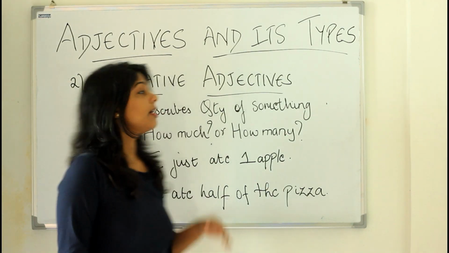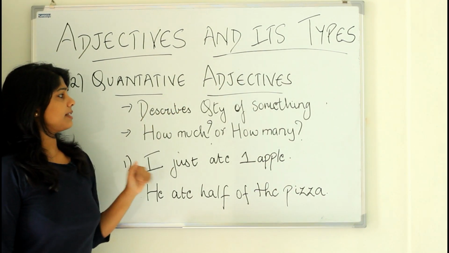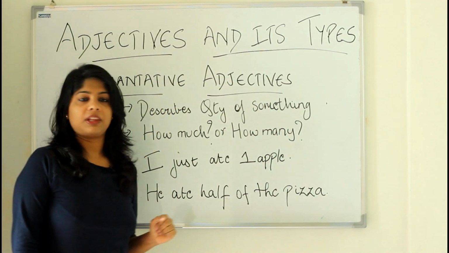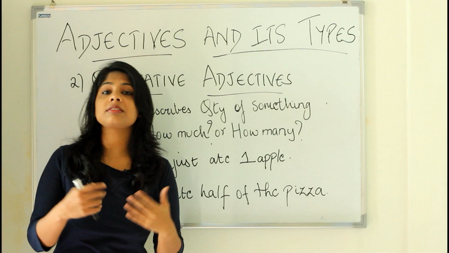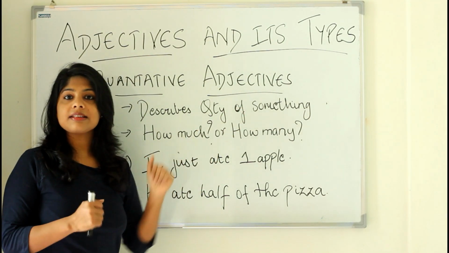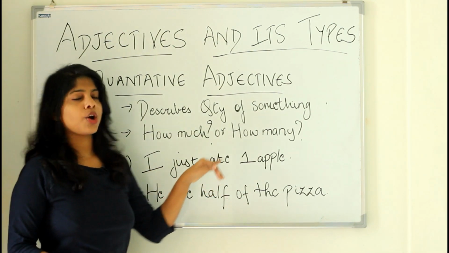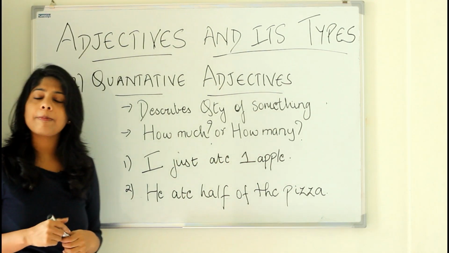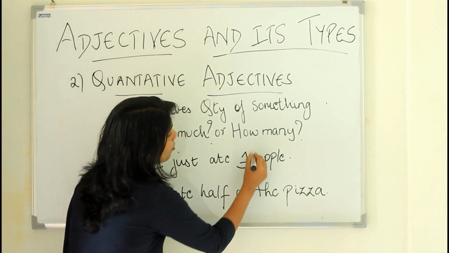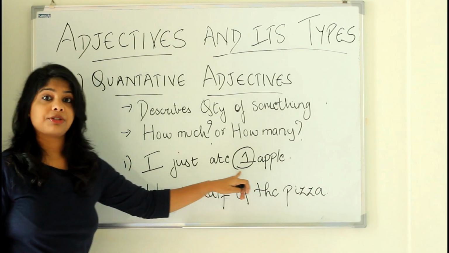The next one is the quantitative adjectives. Now, a quantitative adjective describes the quantity of something. It tells you or it answers the question how much or how many. Let us understand this with the help of an example. I just ate one apple. How many apples did I eat? I ate one apple. So here, one is the quantitative adjective.